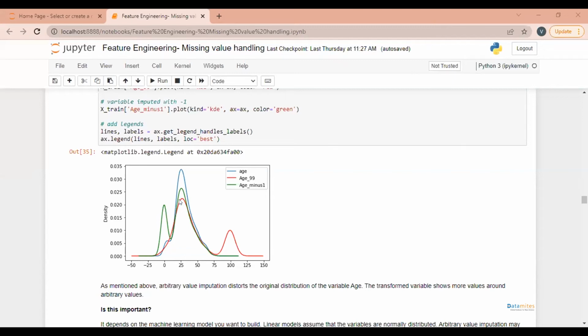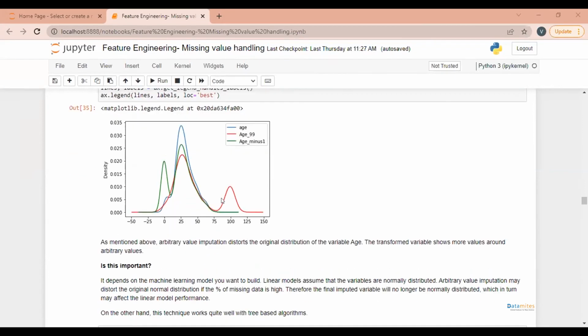If we observe the red colored distribution, this is for age after imputation of 99. Again, if you look towards the right side, you can see some aggregation forming towards the right end of the distribution. This is due to the imputation of 99 in place of missing values. As we have discussed previously, this imputation technique does not work well with linear models because they assume the data set has to be normally distributed. In case of trees, we can certainly go for this. This can be a very good technique for missing values.